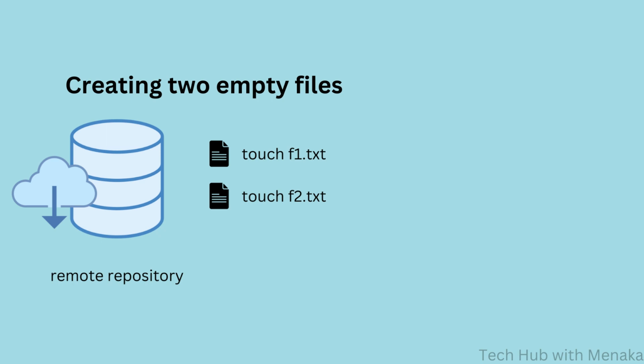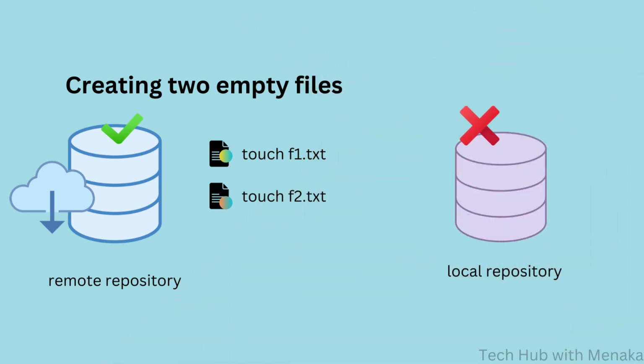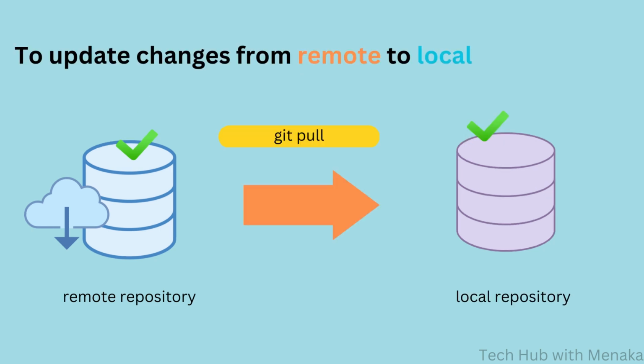Now go to the files available in the remote repository and make some changes to those two files. These changes will now be available in our remote repository, because we are directly touching the remote repository and making the changes, but they will not be available in our local repository. We can't pull them yet, so they have to become available in our local repository also. To do that, we use the git pull command.